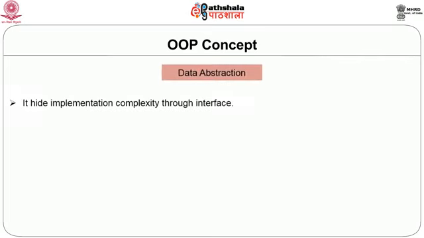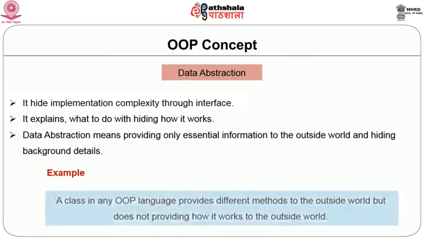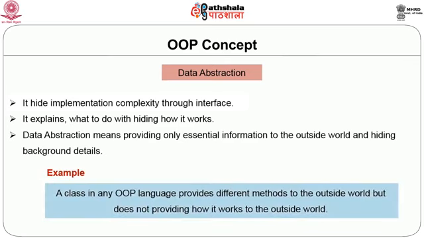Data abstraction is hiding implementation complexity through an interface. Data abstraction provides what you want to do by hiding how it is done, which makes things easy for outside users. For example, it gives you access to a method, but what the method actually performs is not shown outside the class. If we take an analogy from our day-to-day life, we can say that a car has an accelerator.